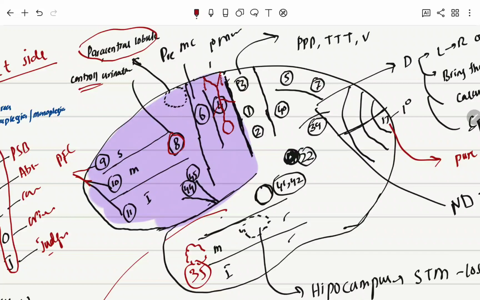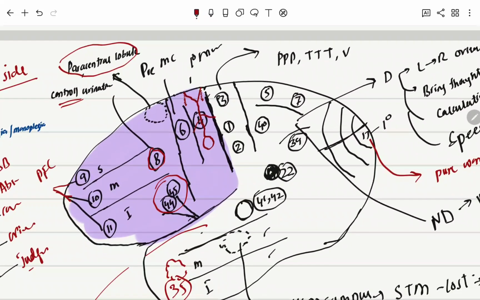So we have another area called Brodmann area 8 in the frontal lobe. This is called the frontal eye field, and it is responsible for lateral conjugate gaze. And we have Brodmann areas 44 and 45. This is called Broca's area, also known as the motor speech area, right?